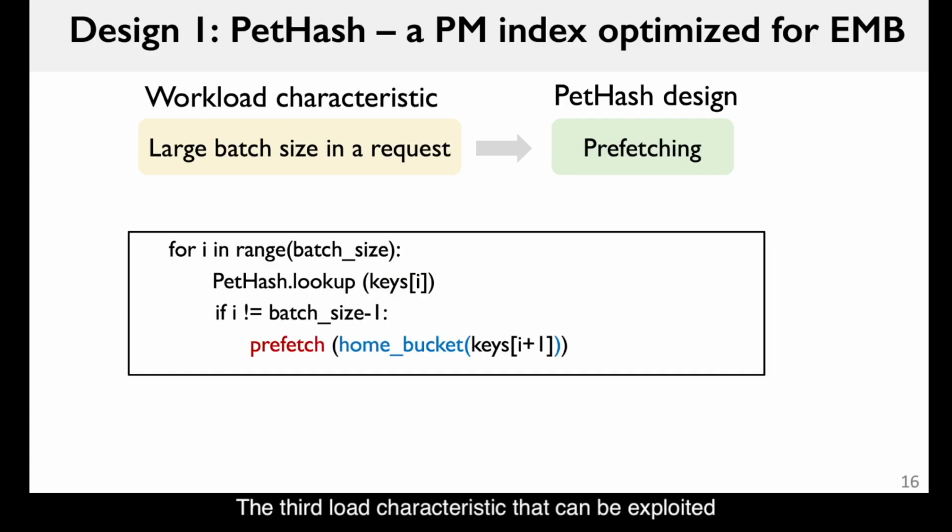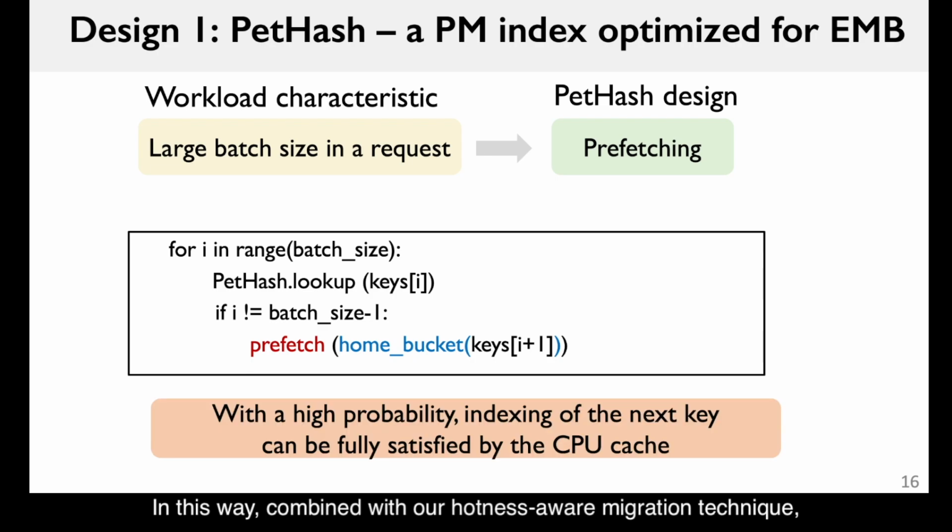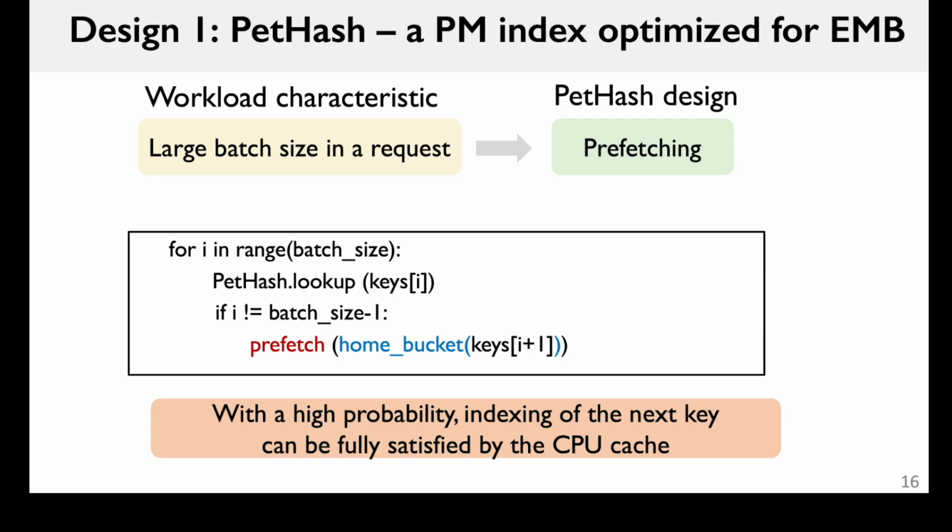The third load characteristic that can be exploited is that a request of PS usually contains a large batch of reads. And here we take a simple but efficient technique, prefetching. Specifically, when indexing the ith KV of a request, we prefetch the home bucket of the i+1th KV in this batch. In this way, combined with our hotness-aware migration technique, there is a high probability that the indexing of the next KV will be satisfied in the CPU cache or on DIMM buffer of PM.